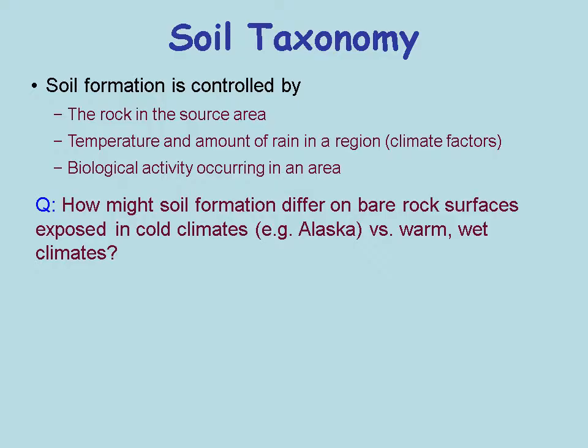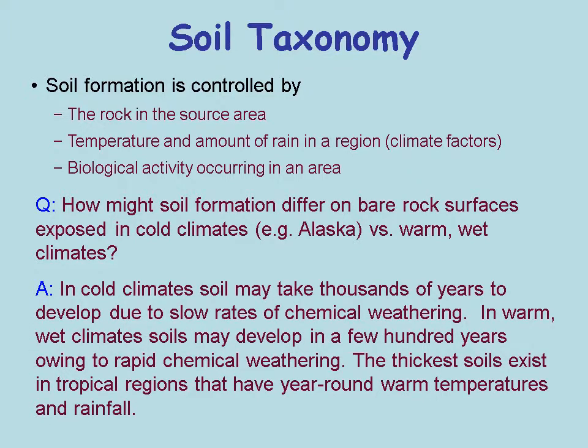Well, soil formation is controlled by the rock in the source area, temperature and the amount of rain in a region, climate factors, and biological activity occurring in the area. How might soil formation differ on bare rock surfaces exposed in cold climates versus warm, wet climates? In cold climates, soil may take thousands of years to develop owing to slow rates of chemical weathering. In warm, wet climates, soil may take a few hundred years owing to rapid chemical weathering. The thickest soil exists in tropical regions that have year-round warm temperatures and rainfall.